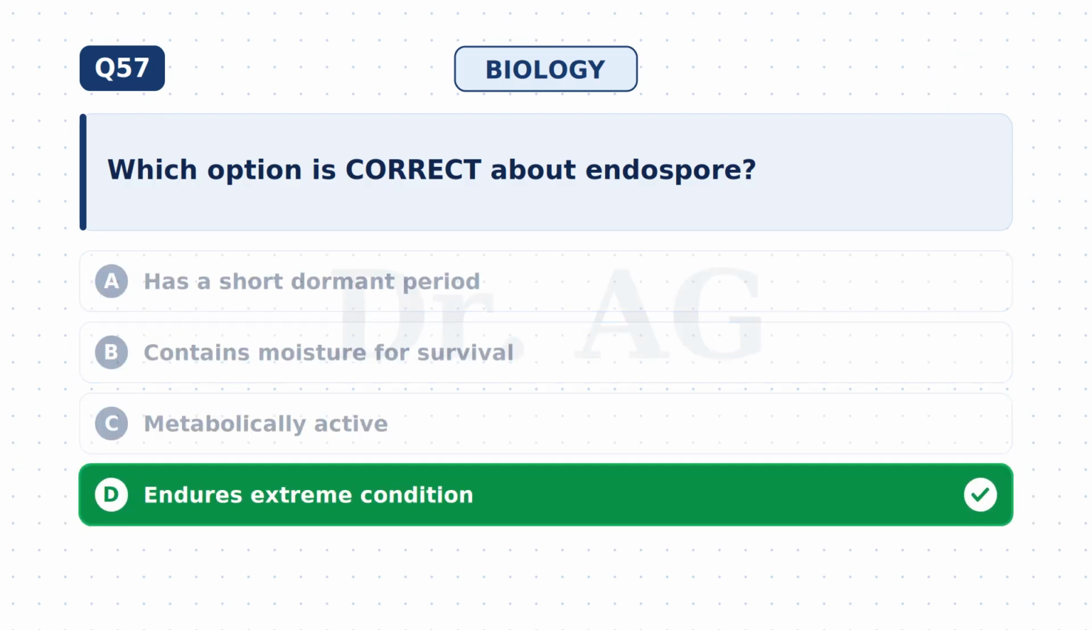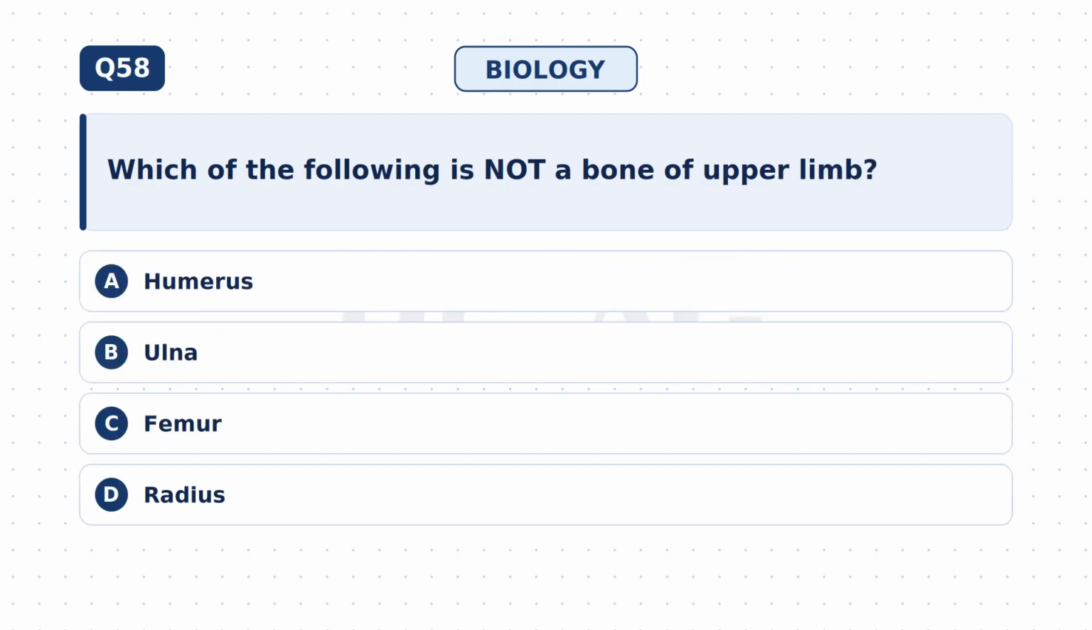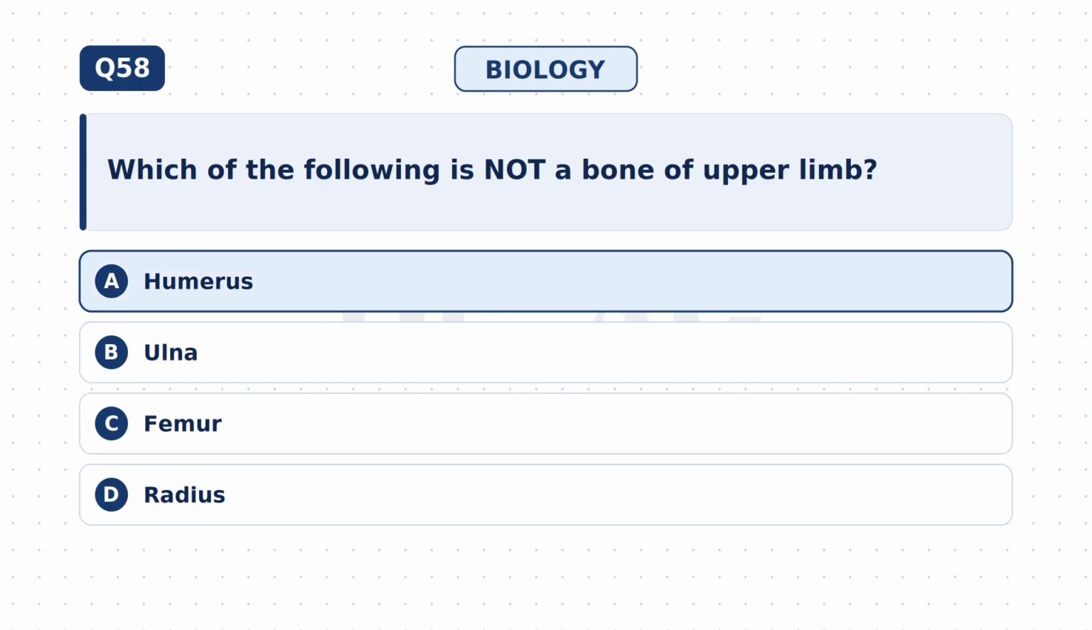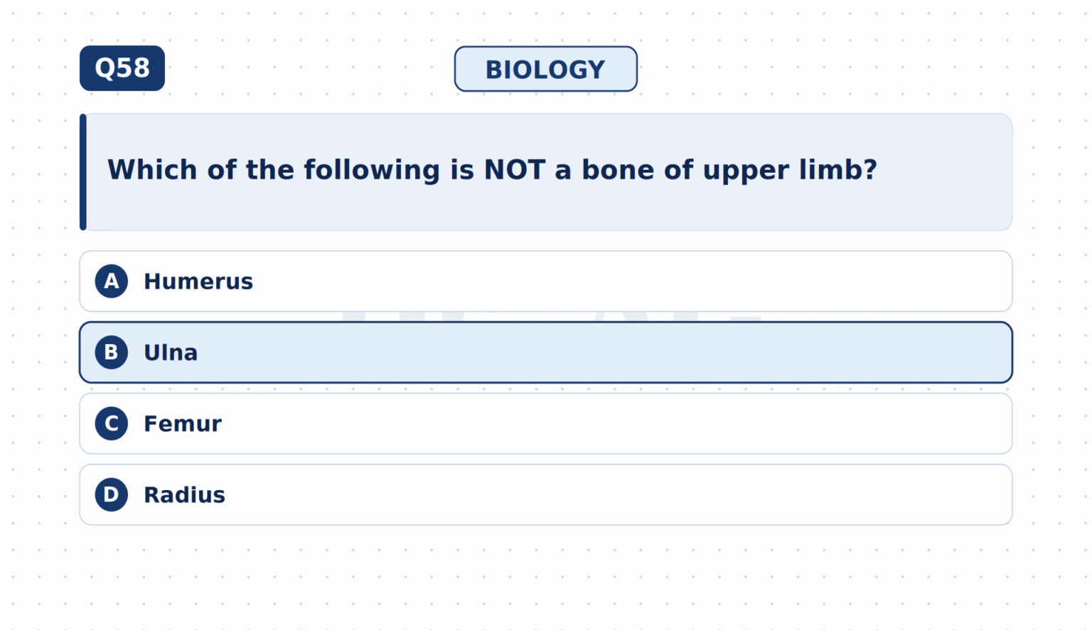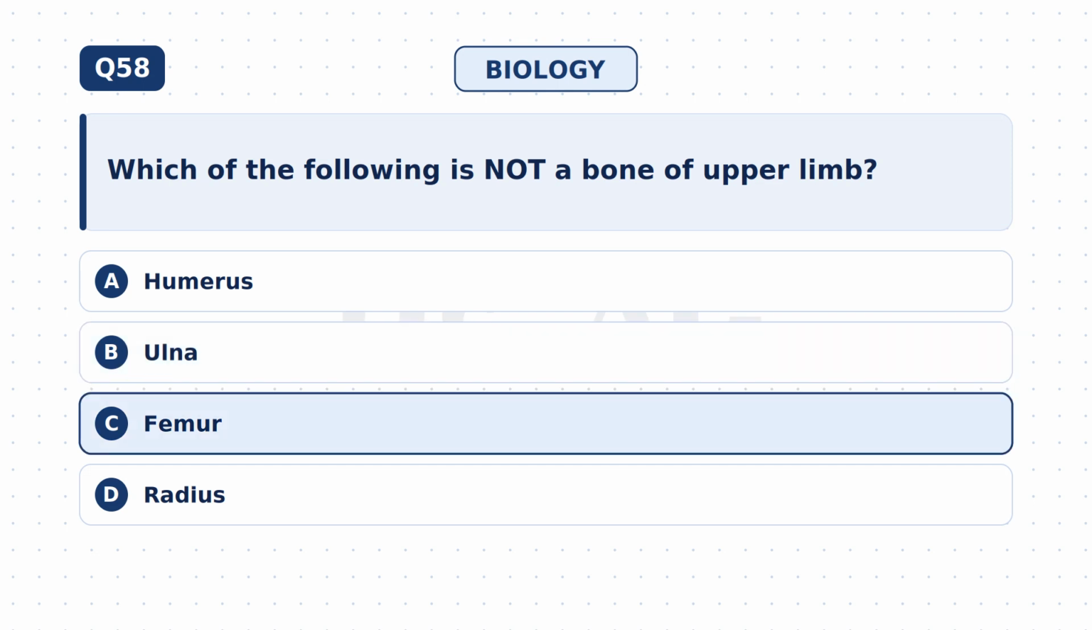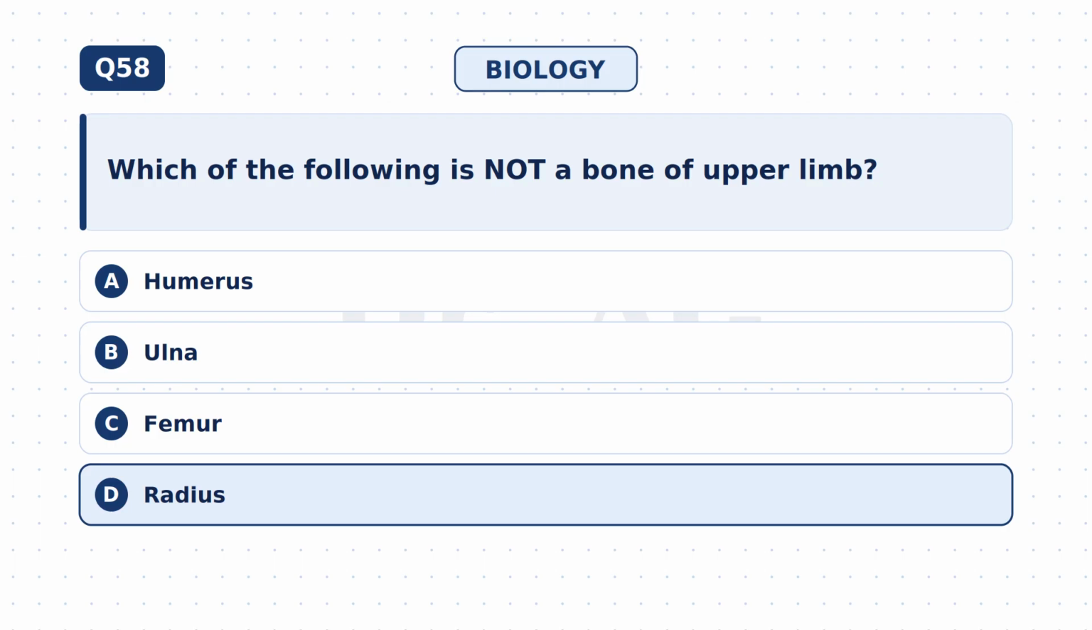The correct answer is D, endures extreme condition. Question 58. Which of the following is not a bone of upper limb? Option A, humerus. Option B, ulna. Option C, femur. Option D, radius.